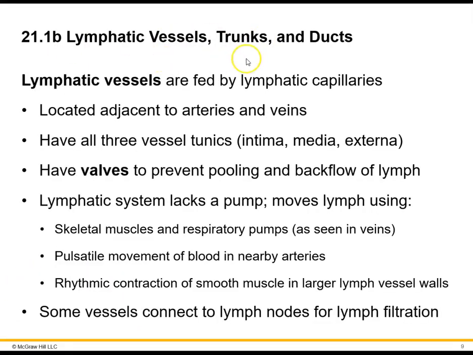Okay, so we have the lymphatic capillaries, and they're going to feed into lymphatic vessels. Lymphatic vessels are located adjacent to arteries and veins. They have all three vessel tunics, that is the intima, the media, and the externa. They have valves that prevent pooling and backflow of the lymph. Okay, so they look a lot like veins at this level. The lymphatic system lacks a pump, so it moves lymph using skeletal muscles and respiratory pumps like what you see in the veins.